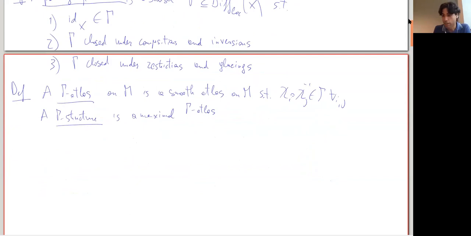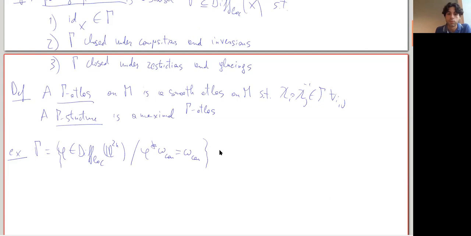And so this may look quite abstract if you have never seen it, but it is actually quite a natural way to talk about geometric structure. Let me just give you a couple of examples so that you understand which kind of objects we can study in this formalism. So if you take as gamma the elements in Diff_loc of R^2n, and we ask that they pull back the canonical symplectic form to itself, this just means that it is a symplectomorphism. So this is the pseudogroup of locally defined symplectomorphisms.